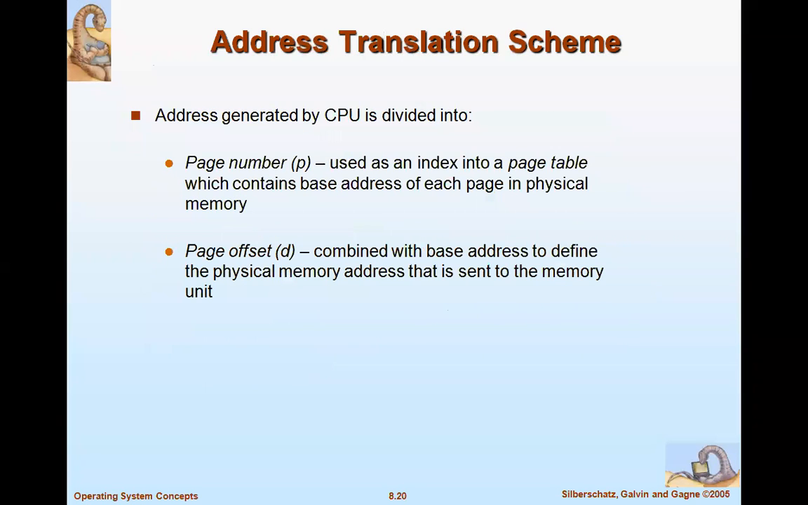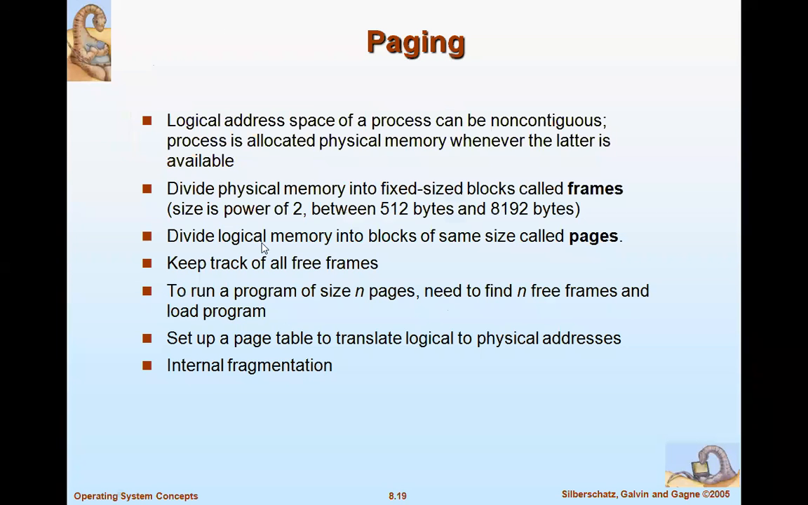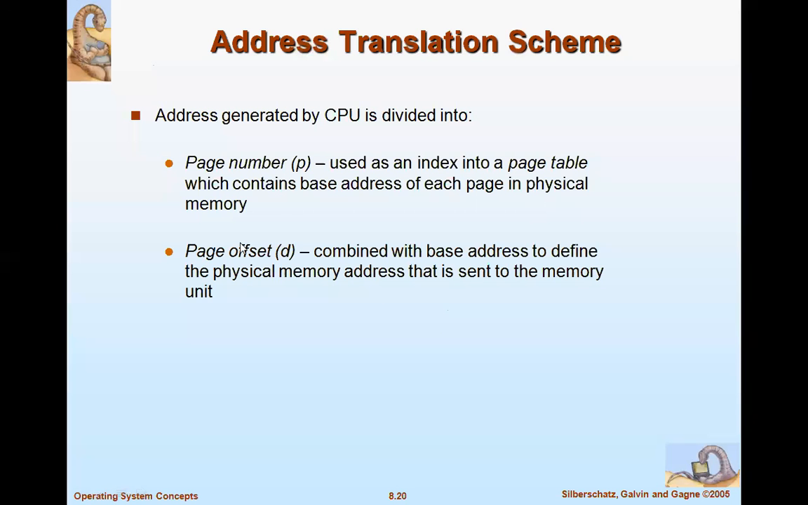Before that, let us see the address used in the paging technique, called the address translation scheme. This address is generated by the CPU and it is divided into two parts: a page number and a page offset. The page number, P, is used as an index into the page table. The page table consists of different pages and page addresses. As I have told you already, the logical address is divided into a number of small blocks called pages. So that is the page number.